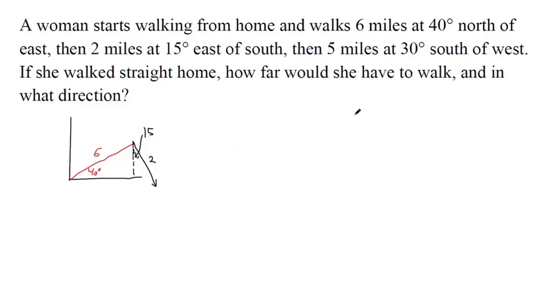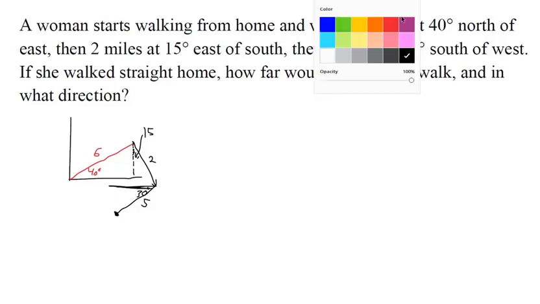And then the last turn they make in their crazy journey home: 5 miles at 30 degrees south of west. So here's where they ended up after those 2 miles. And they went 5 miles, 30 degrees south of west. So this would be west, but they went 30 degrees south of west. And now they're home. That's 5 miles.